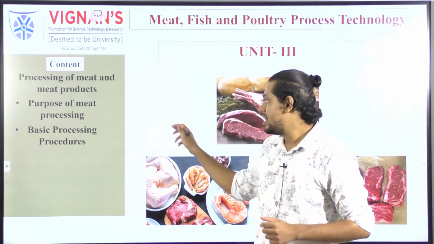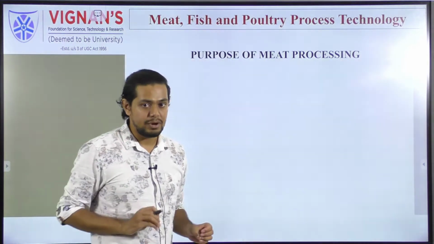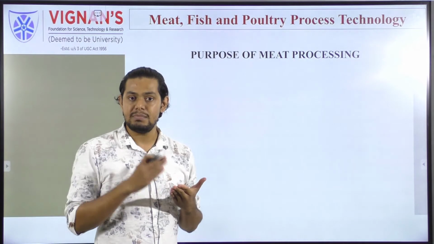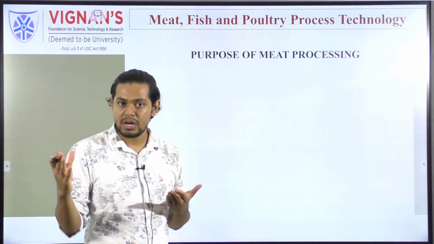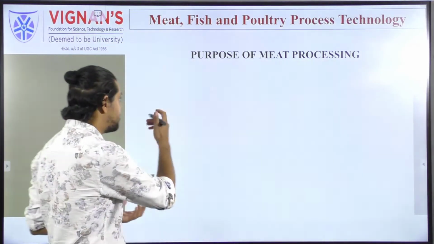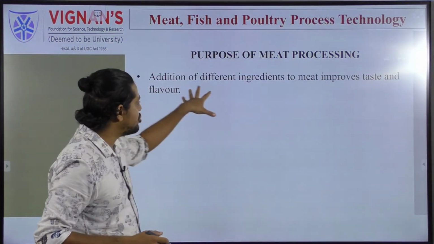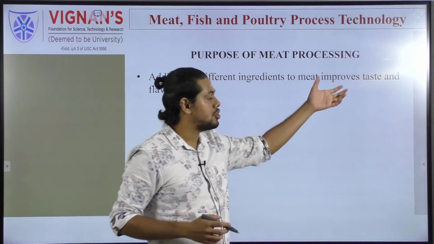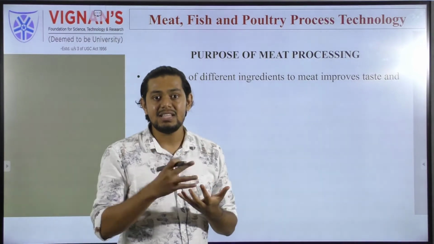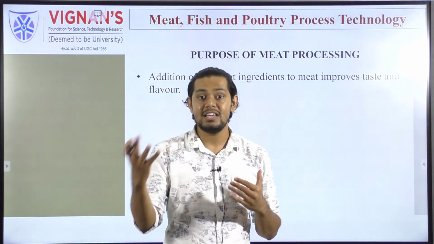So to begin with, let us have an understanding of what are the important purposes of meat processing. As we are already aware, the processing of meat can be to extend the shelf life of the product, and also it can be for value addition. So the primary purpose of any meat processing would be the addition of different ingredients to meat to improve its taste as well as flavor. So whenever we are adding anything extra to the meat as well as meat product, in turn we are adding a value to it.